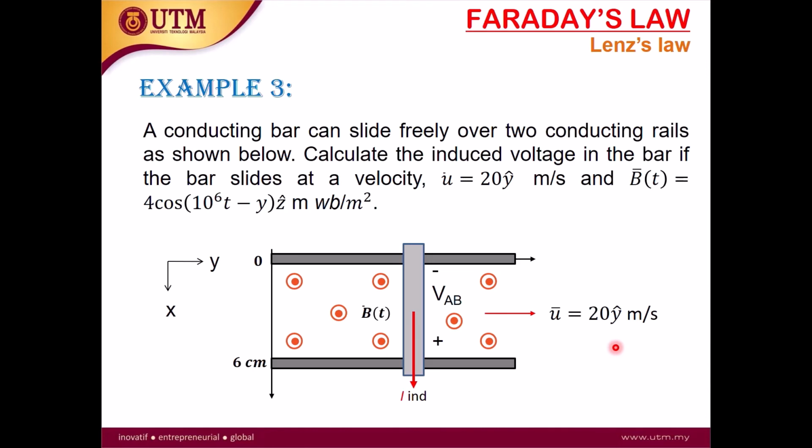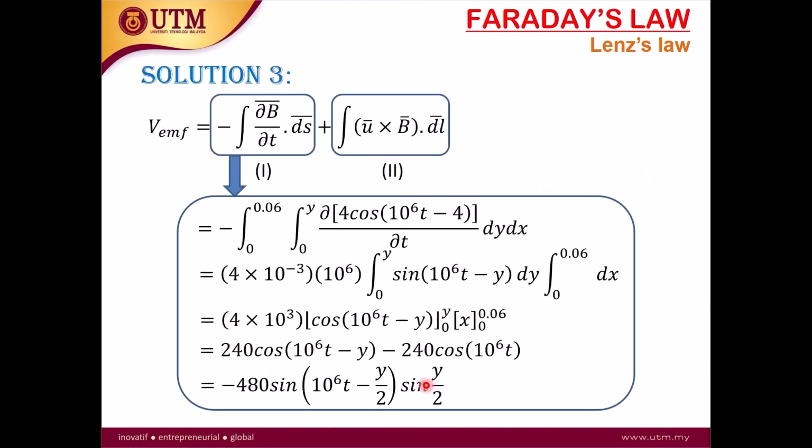So that is the situation. And then we have basically the time varying field. We have time varying field, and at the same time it has a moving bar. So it's just a combination of two cases, the case of a time varying field, and the second case which is a moving circuit. So to solve this, we have to combine the first case with the second case. So let's solve the first case.